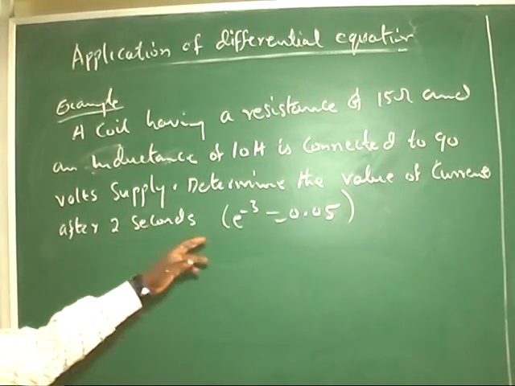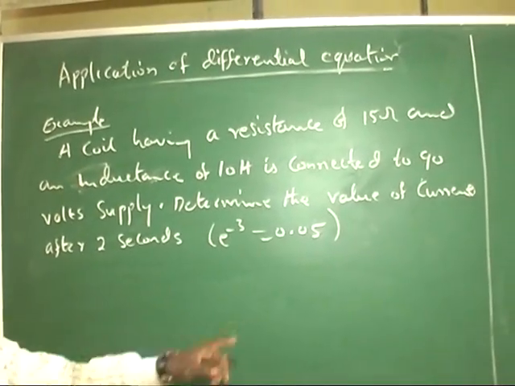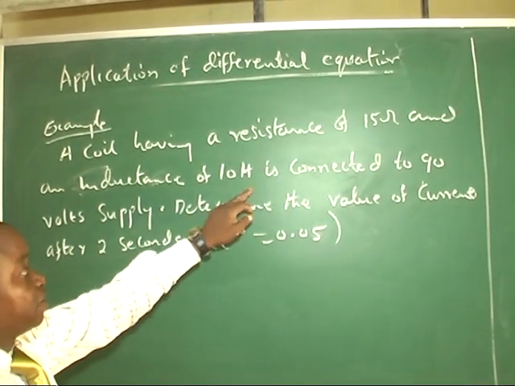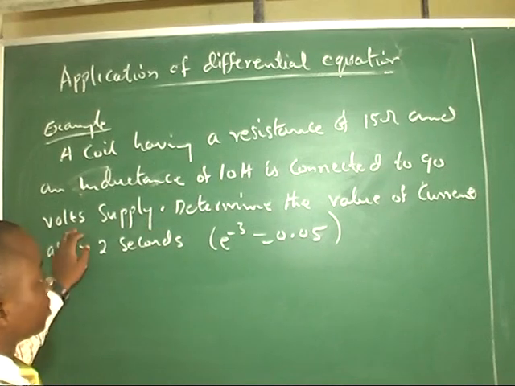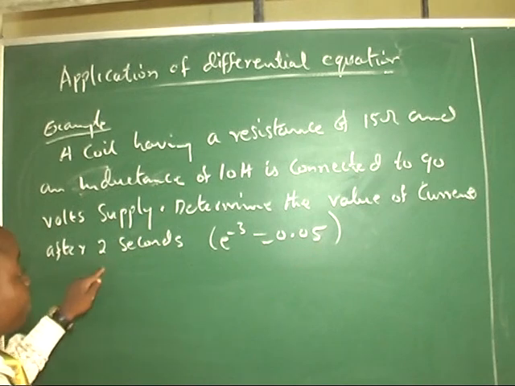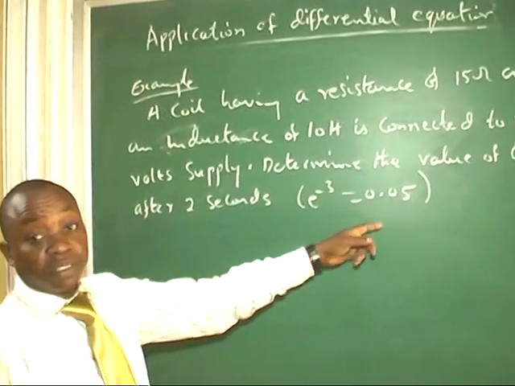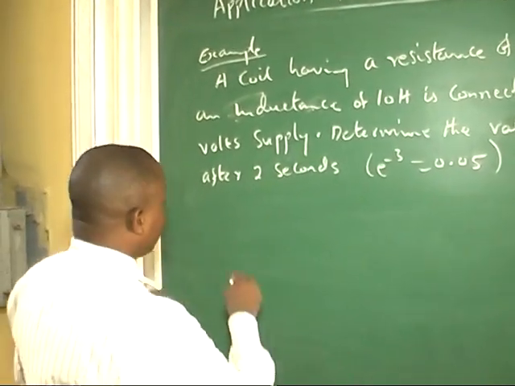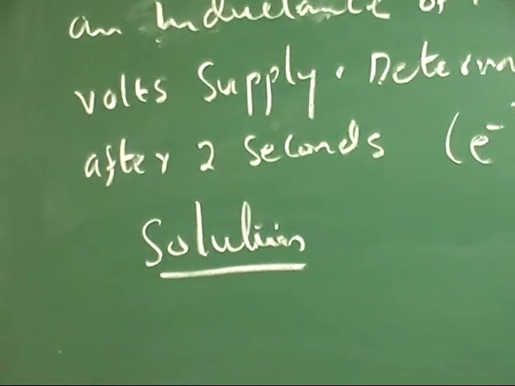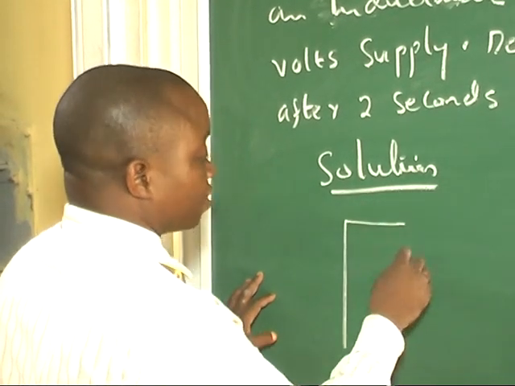So we look at this example. A coil having a resistance of 15 ohms and an inductance of 10 Henry is connected to a 90 volts supply. Determine the value of current after 2 seconds. We are going to take exponential minus 3 to be 0.05. Now look at the solution. First, let's sketch the circuit.